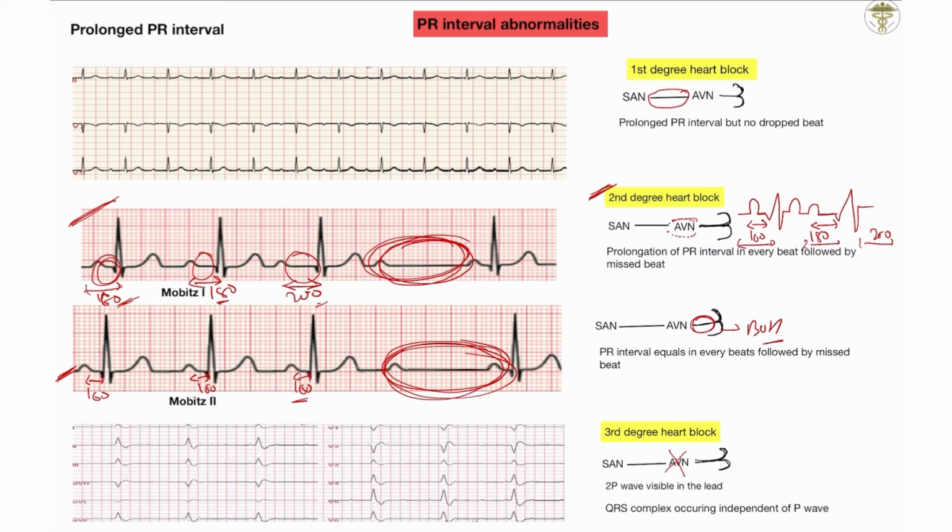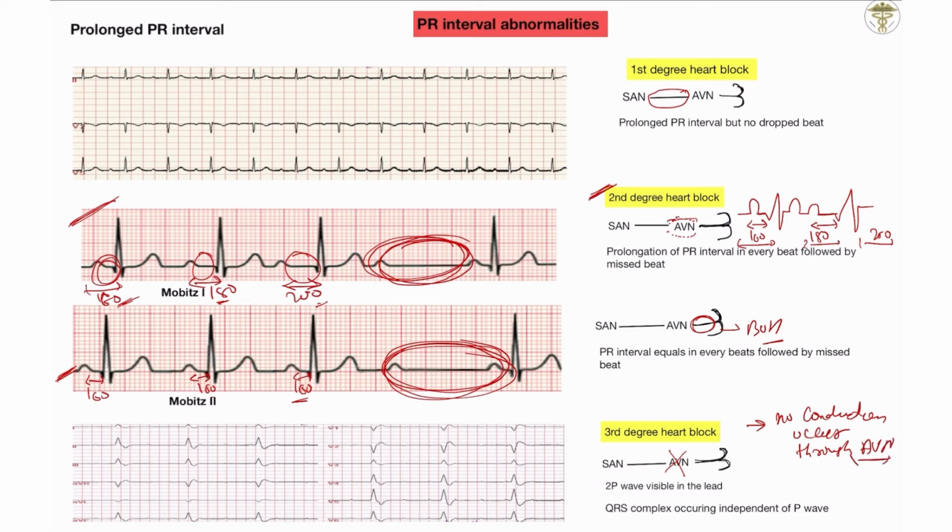What is the third degree type of heart block? In third degree heart block, the AV node does not function, meaning there is no conduction through the AV node.